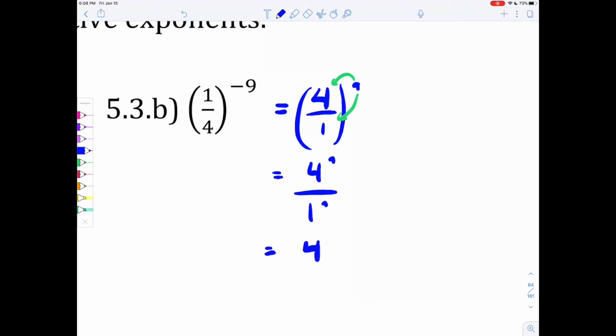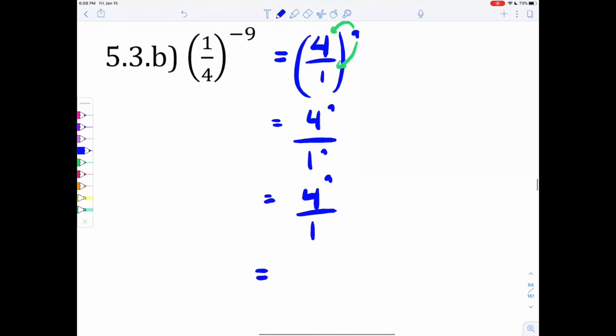So just go 4 to the power of 9 over 1, and then say, hey, we don't really need to write over 1. Dividing by 1 doesn't change anything, and indicate the final answer is 4 to the power of 9. The steps are kind of the same. You're just zooming through those because our denominator was 1 to begin with.